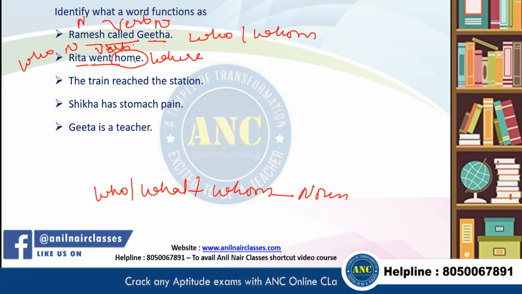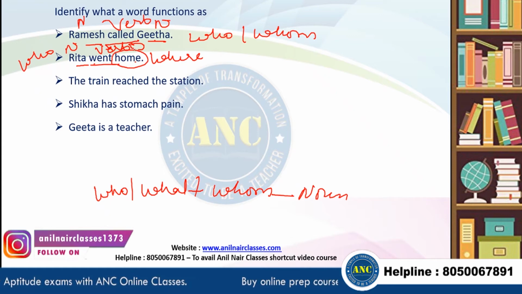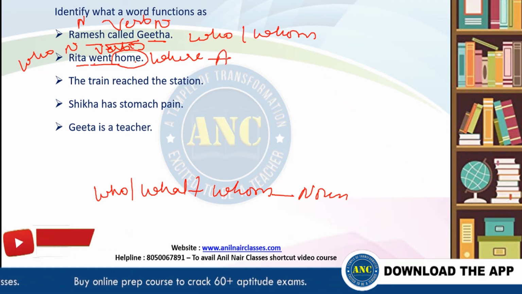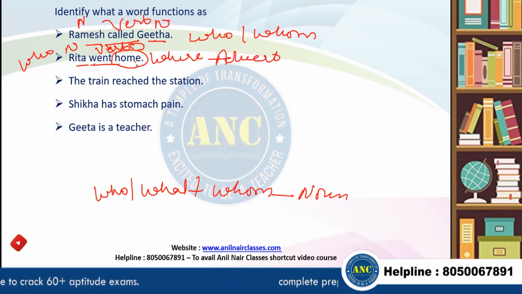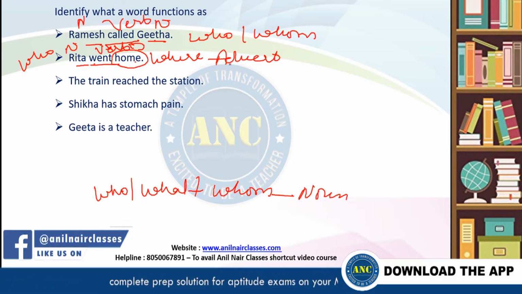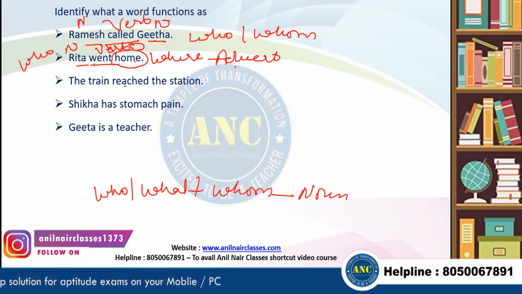So right now this word home is telling me something more about went. That means a verb. So anything which tells something more about the verb is called as adverb. See, we are not denying that the word home is a noun. It's a noun. But in context to this particular sentence, the word home is functioning as adverb. Let's have a look at one more example.